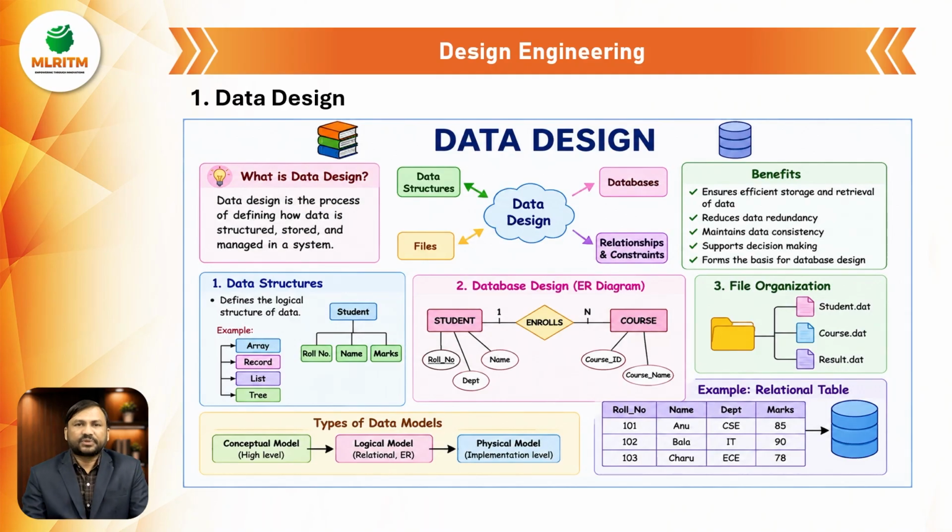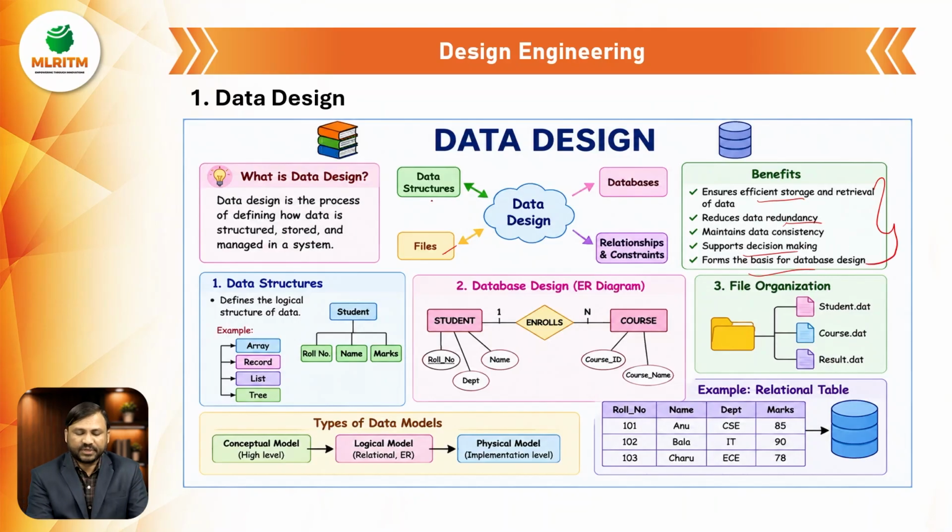The data design is the process of how the data is arranged, how the data is structured, or how the data is stored in the system. The data design may contain files, data structures, and databases, and it also shows the relationship among the various components and some constraints. What are the benefits? If we use data design, we ensure efficient storage and retrieval of data, and duplicate data can be removed easily, that is, it reduces data redundancy and maintains data consistency, supports decision making, and forms the basis for database design. So if we go with data design, we get these benefits.